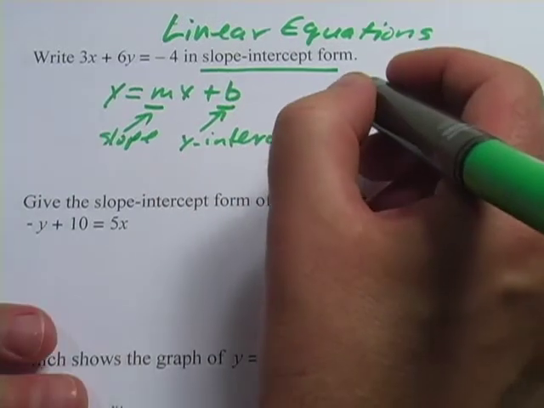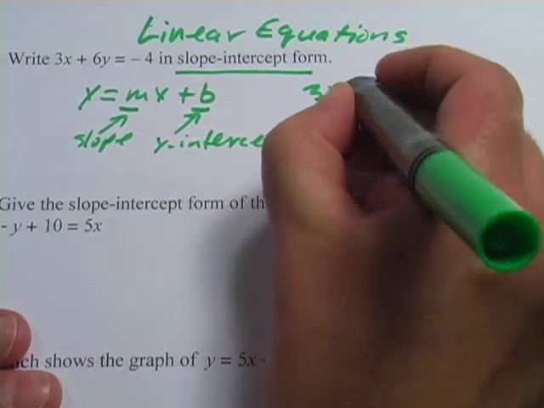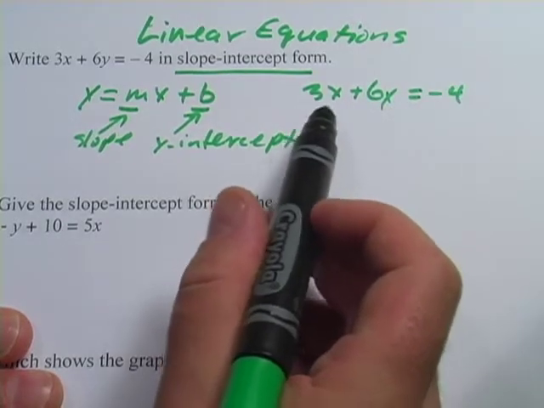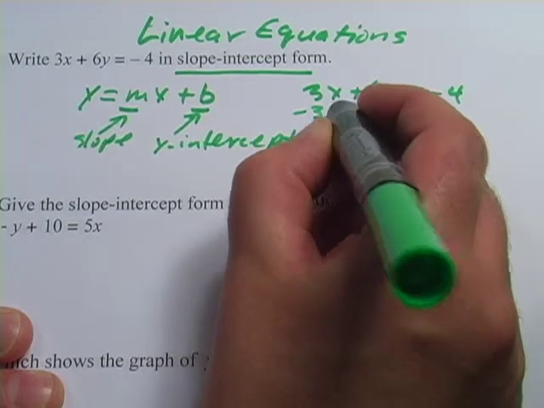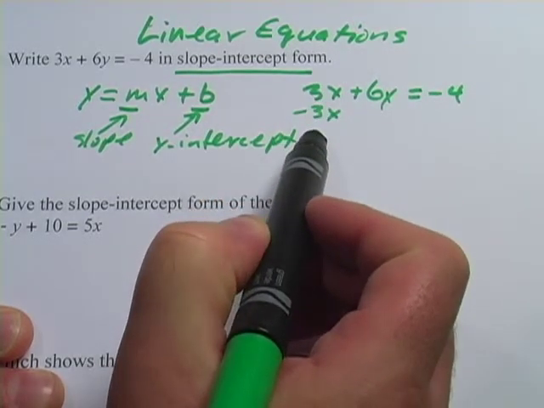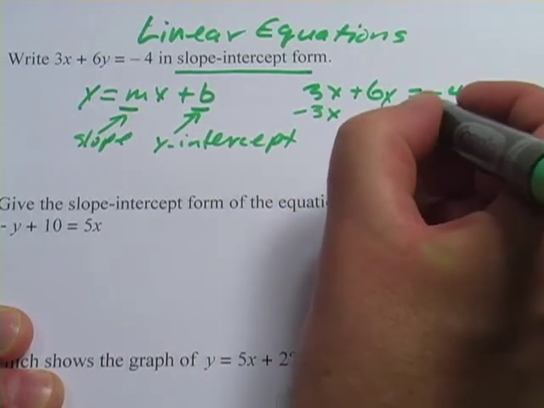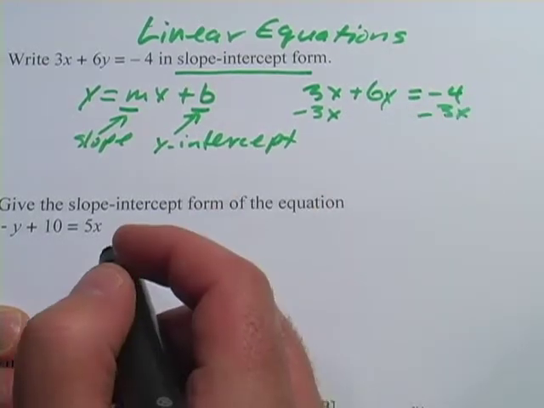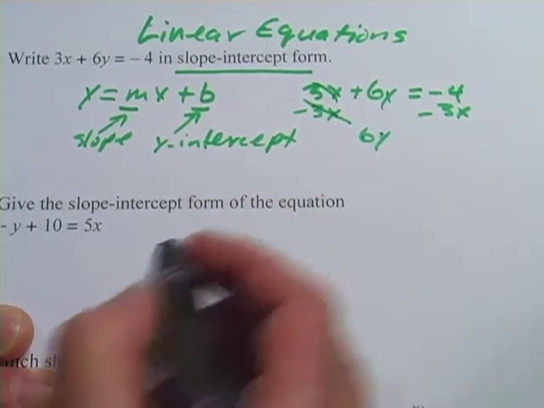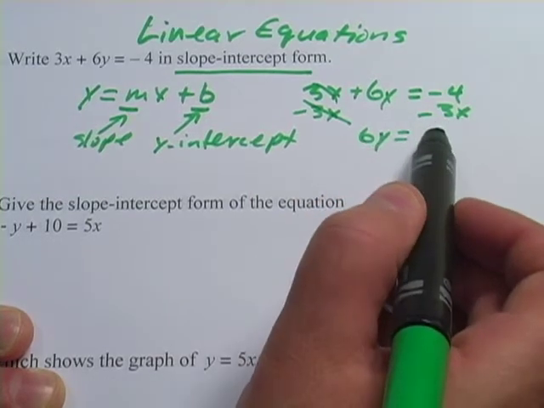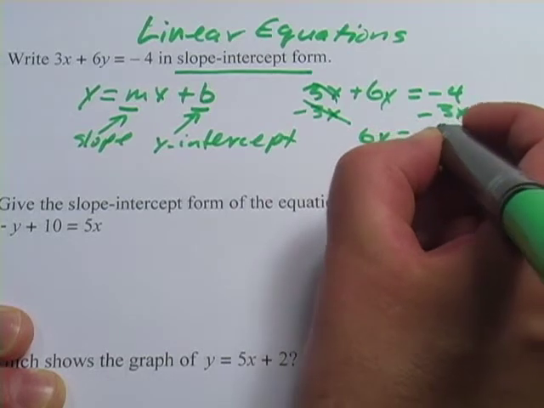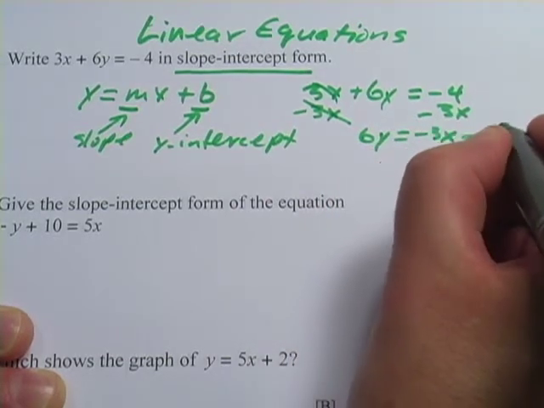I'm going to write it over here. 3x plus 6y equals -4. What I'm going to do first to move this 3x is just subtract 3x from this side. It's going to cause it to disappear over here, right? Because they add up to 0. Of course, I have to do the same thing on the other side. Once I do that, these are gone. I've got 6y left over here. And over here, I'm going to write the x term first because that's closest to the slope-intercept form. I've got a -3x and a -4.